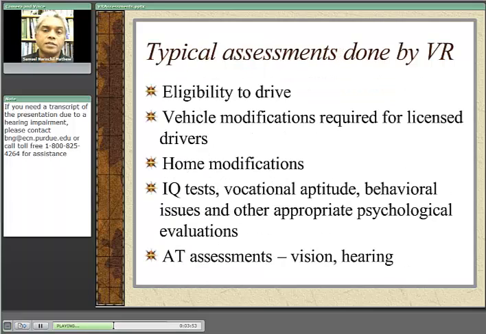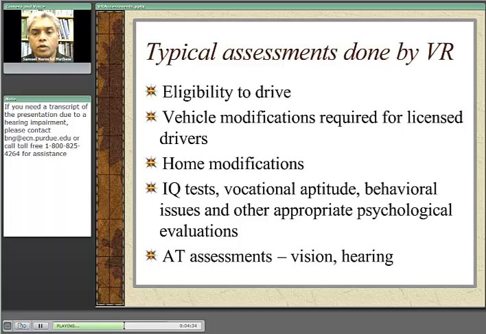Typical assessments done by VR. For the customers who need to drive as a part of their employment goal, VR may authorize assessment for eligibility to apply for a driver's license. This may be required by customers with amputation, cerebral palsy, low vision, or other disabilities that may hinder their ability to drive. For those customers who need to drive and where vehicle modifications are appropriate, VR will authorize assessment of the required modifications on their vehicle. Restrictions apply in terms of the type of vehicle and its condition. This may mean vehicle lifts and controls, low vision enhancements, etc.